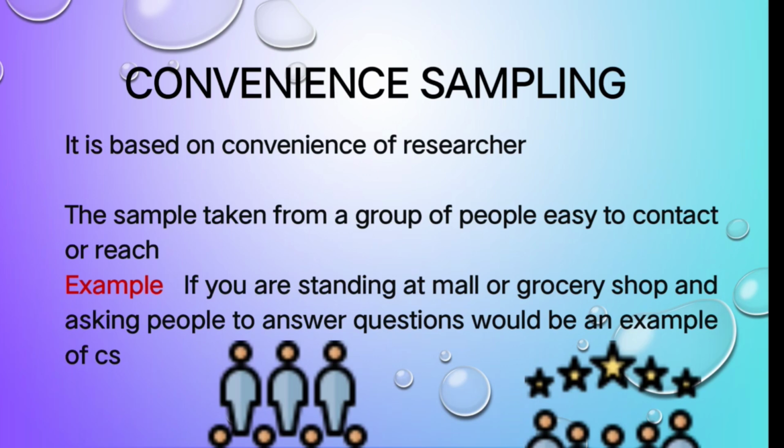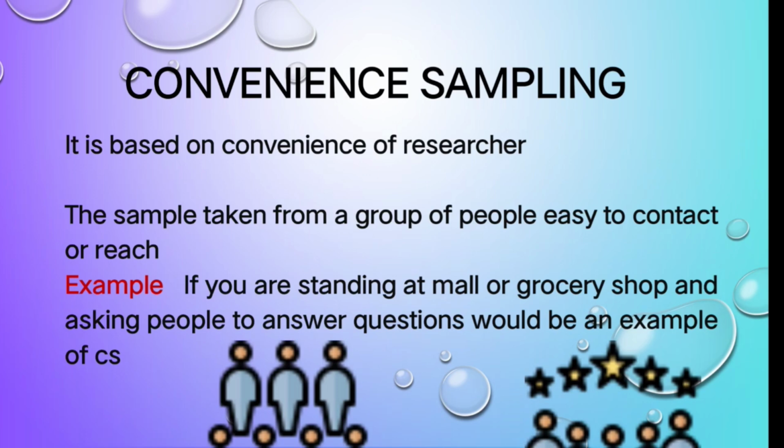So based on the convenience of the researcher, when he is doing the research study, whoever comes to that particular place, he will take those persons as his sample, because it is for a researcher's convenience, as well as they are in a very accessible reach. That's why it is known as a convenience sampling. So from the word itself it is very clear, based on the researcher's convenience we are doing the convenience sampling.